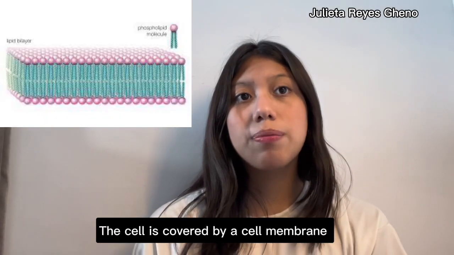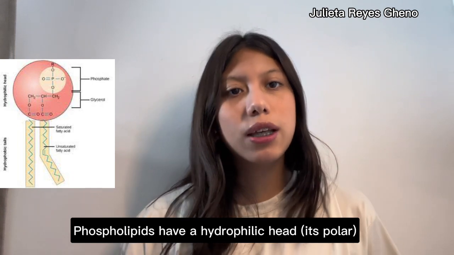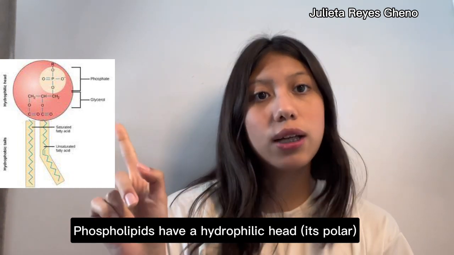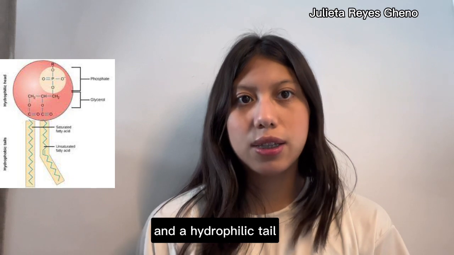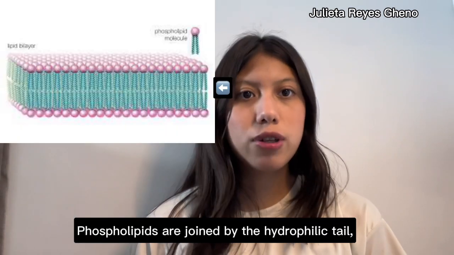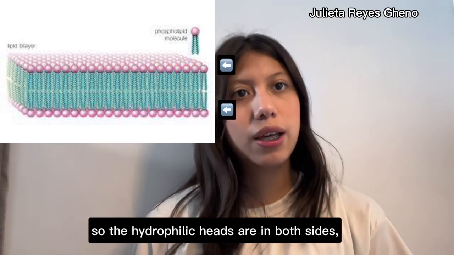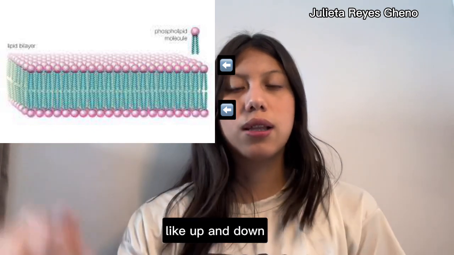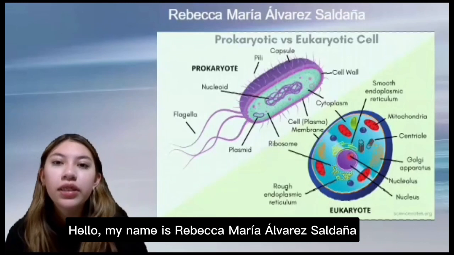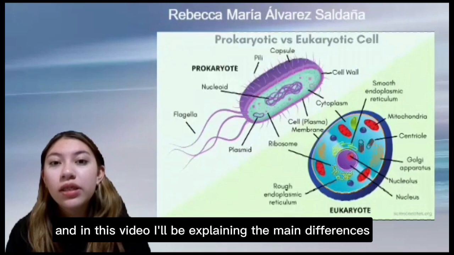The cell is covered by a cell membrane, which is composed of phospholipids. Phospholipids have a hydrophilic head that is polar and a hydrophobic tail. On the hydrophobic tail are carbon and hydrogen. Phospholipids are joined by the hydrophobic tails, so the hydrophobic tails are on both sides, like up and down. And that's all.